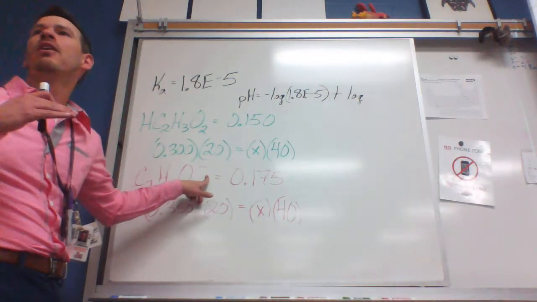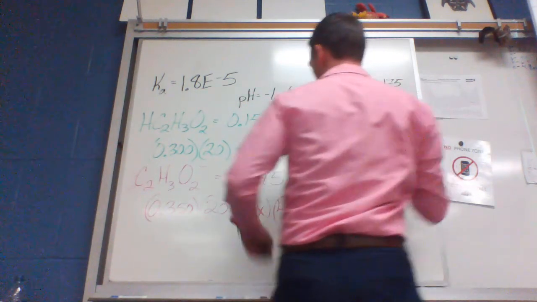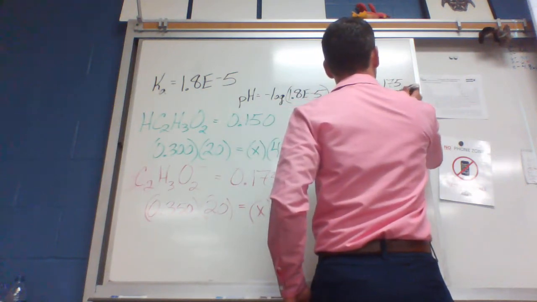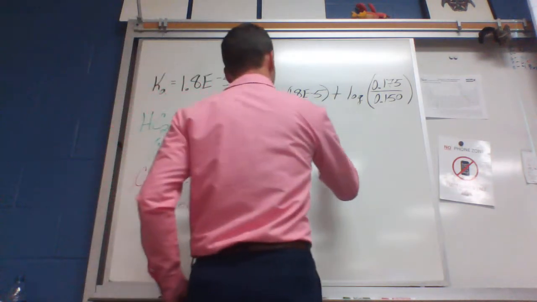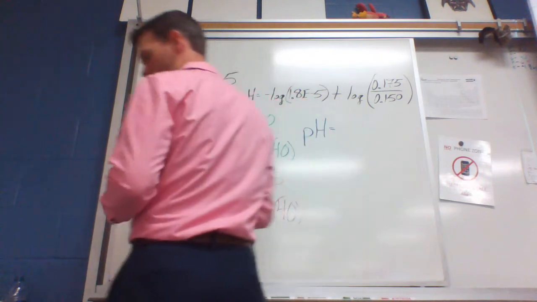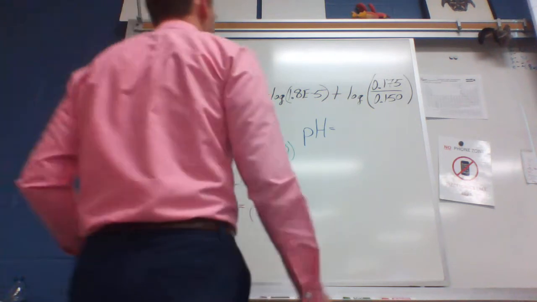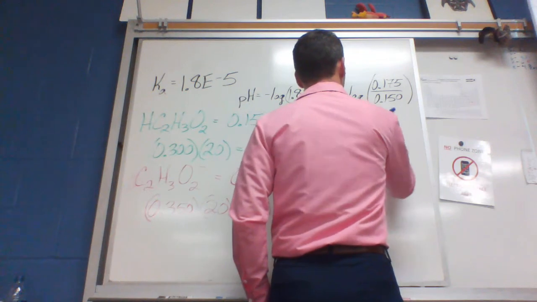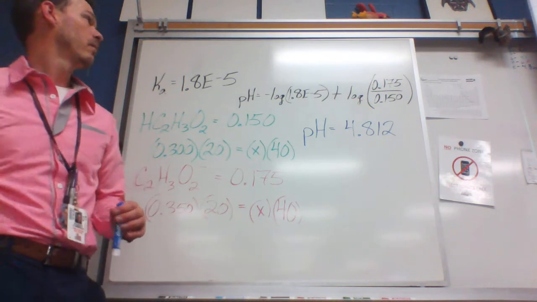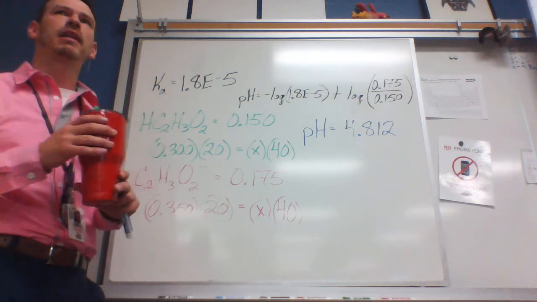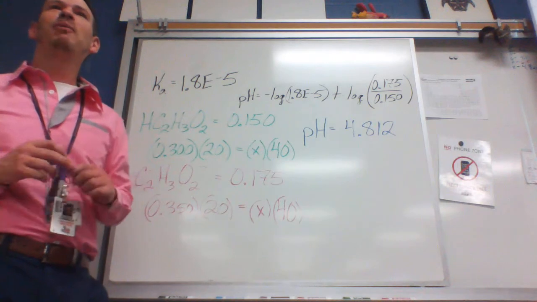It's always ion over sample, so I'm going to go 0.175 over 0.150. Did you get 4.812? Constant value. Constant values never dictate sig figs. I did get that. How are we feeling?